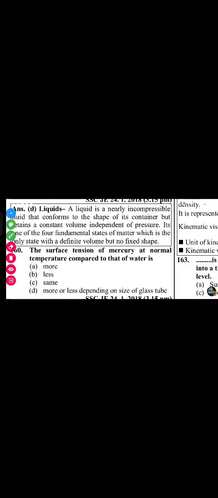Next question, friends. The surface tension of mercury at the normal temperature compared to that of the water is more. What is the cause of the surface tension? Surface tension is due to cohesion force. So in the mercury, cohesion force is more, so surface tension is also more than the water.